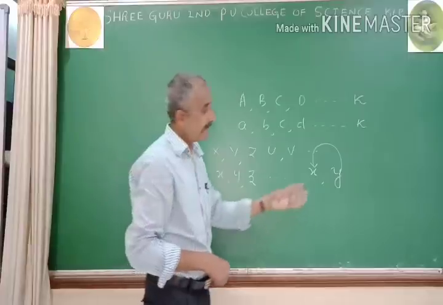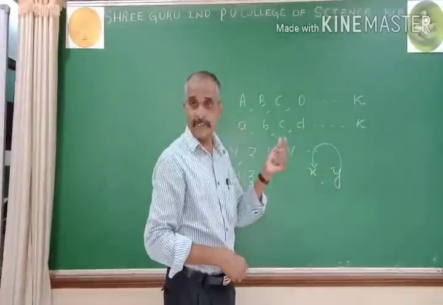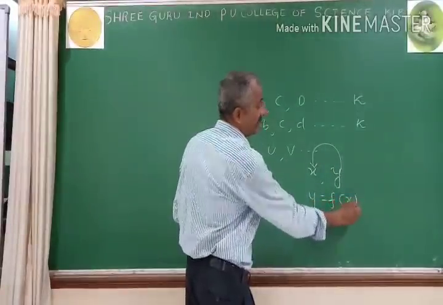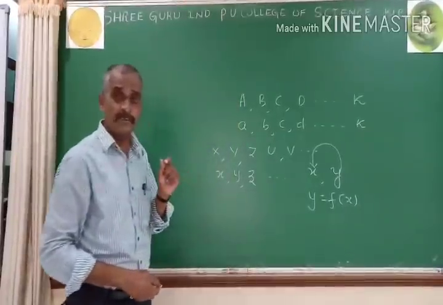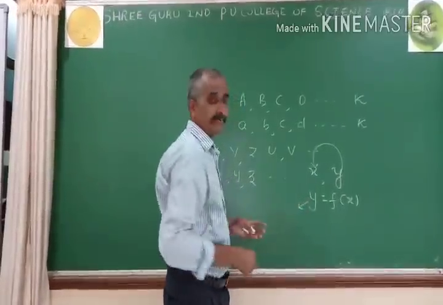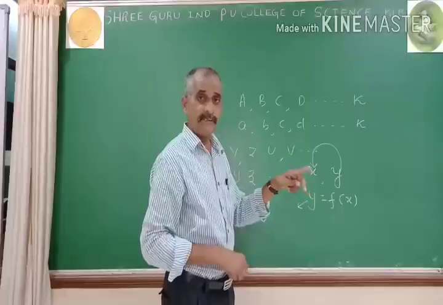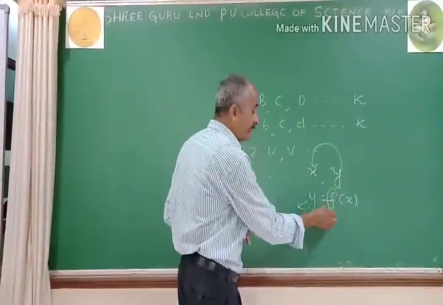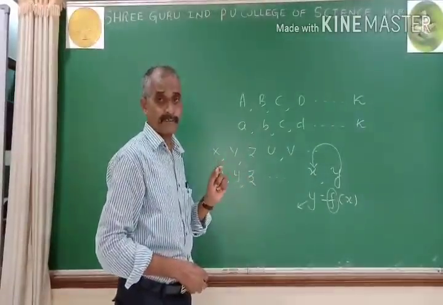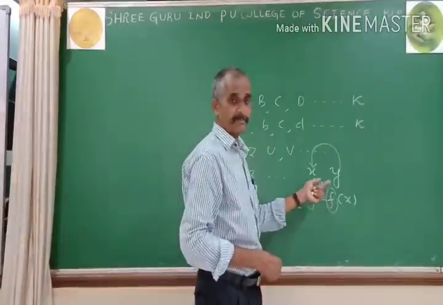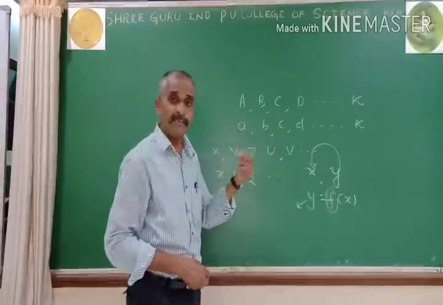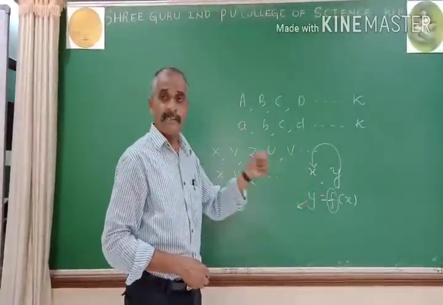We also say that y is a function of x, and y is a function of x is denoted by y equal to f of x. This is the representation we are going to use to denote a function. In this notation, y is called the dependent variable, x is called the independent variable, whereas f is not a variable, not a constant. It's a representation of function, and f may be an algebraic function, trigonometric function, logarithmic function, exponential function, or any other function.